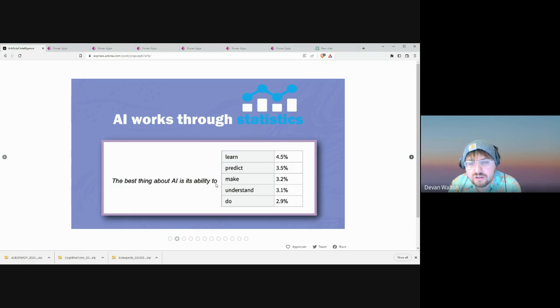Essentially, how AI is able to generate these sentences and even these essays is it has a statistical model where it is able to predict what the next word ought to be in a sentence based on the previous words. So the AI is looking at the best thing about AI is its ability to blank, and it's attempting to guess at what the next word should be based on all the information it's been exposed to in the past.